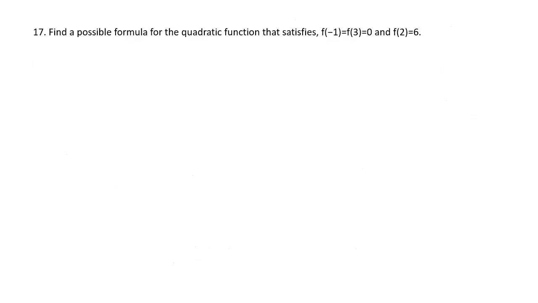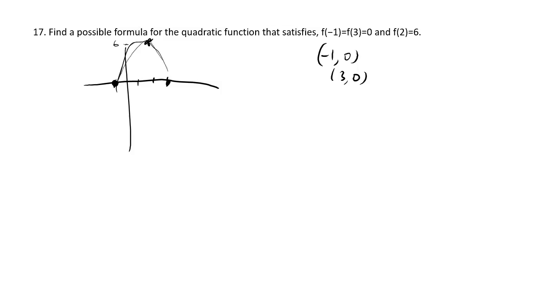Find the possible formula for the quadratic function that satisfies f of -1 equals 0, f of 3 equals 0, and f of 2 equals 6. Okay, so let's try to draw the graph and see what it's saying. f of -1 is 0, so it's the point -1 comma 0. And f of 3 is 0, so it passes through 3 comma 0. And f of 2 is 6, some value way up here. And then some graph. Okay, that's what I'm looking for.